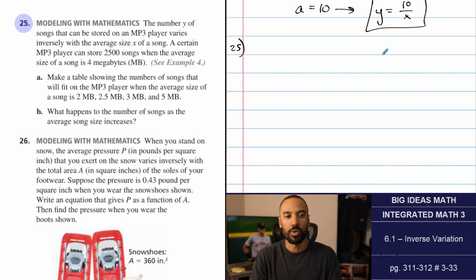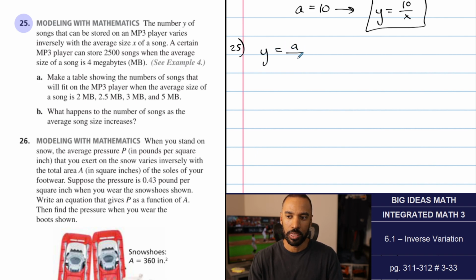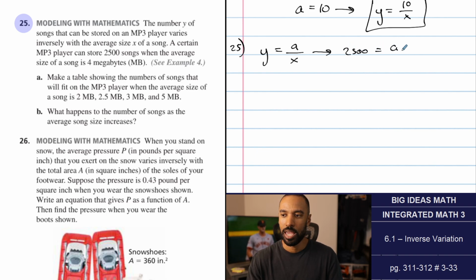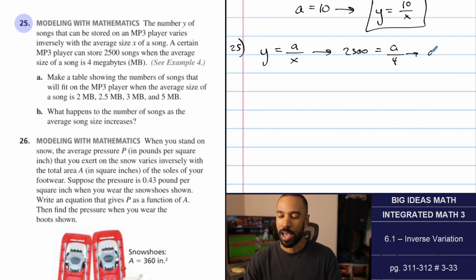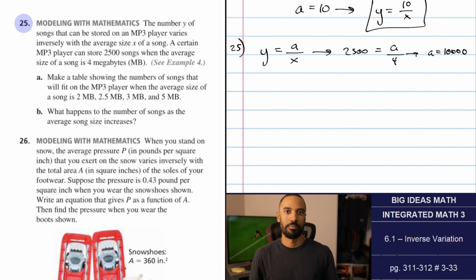A certain MP3 player can store 2,500 songs when the average size of a song is 4 megabytes. So number of songs varies inversely with the size of each song, like so. And they say 2,500 songs can be stored if you have 4 megabytes per song. So when we multiply 2,500 by 4, we get 10,000. That's 10,000 song megabytes as a product there.